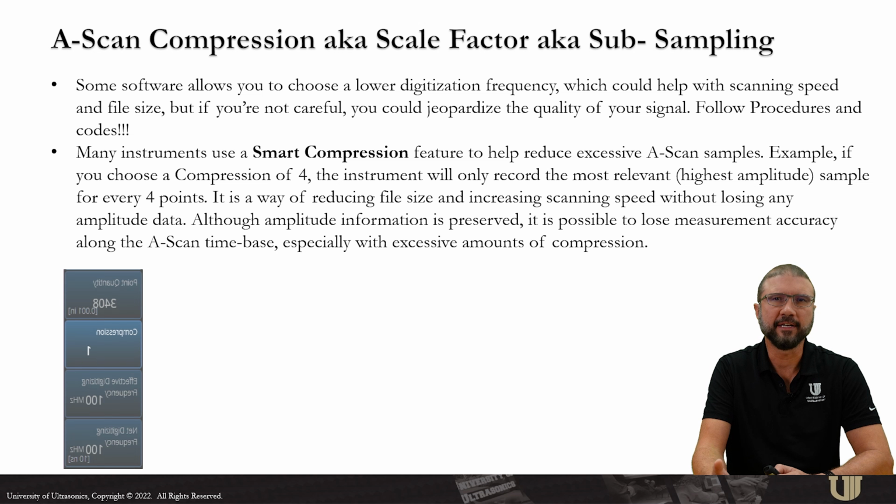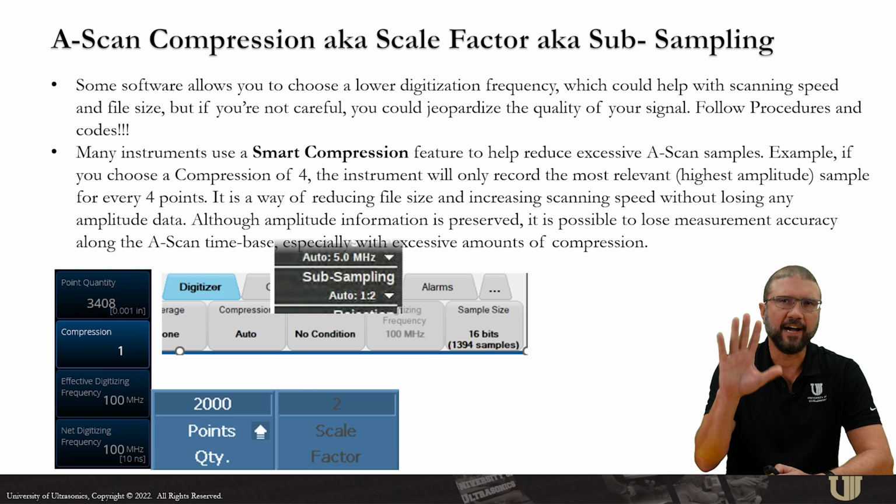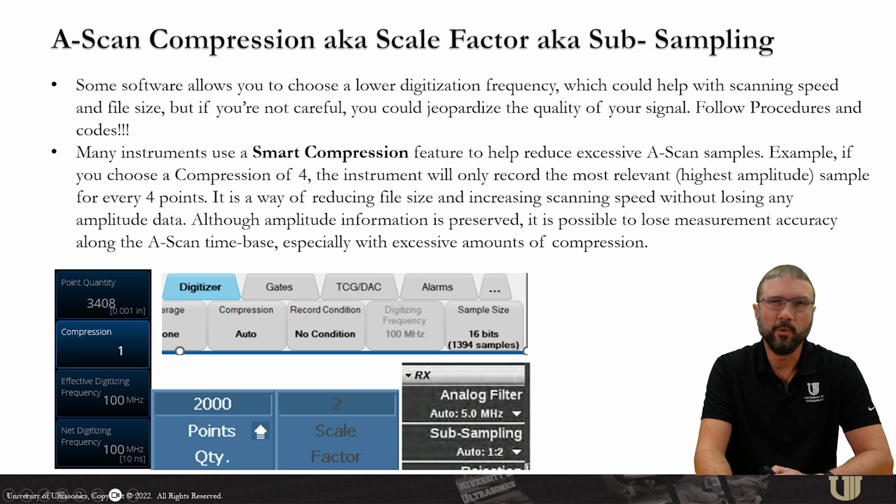I'd recommend setting it to greater than or equal to 5 times your probe frequency, or whatever your code and procedure calls for. Many instruments use a smart compression feature to help reduce excessive A-scan samples. So for example, if you choose a compression of 4, the instrument would only record the most relevant or highest amplitude sample for every 4 points.